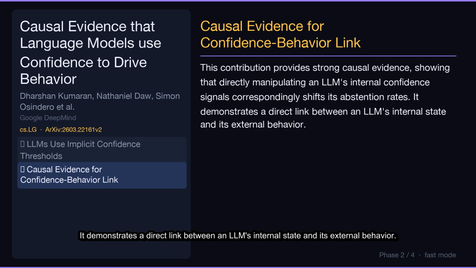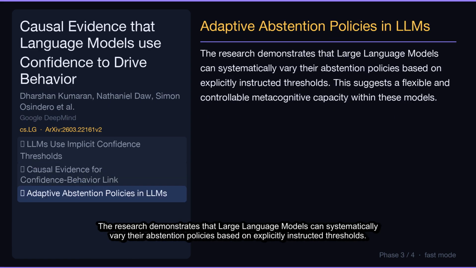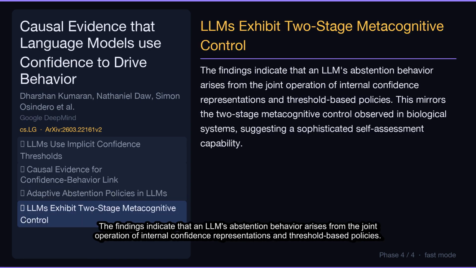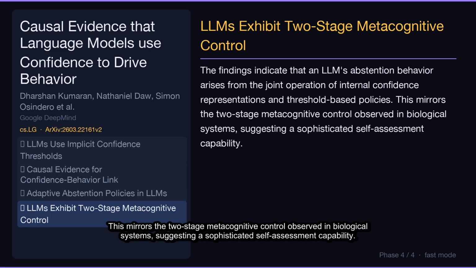It demonstrates a direct link between an LLM's internal state and its external behavior. The research demonstrates that large language models can systematically vary their abstention policies based on explicitly instructed thresholds. This suggests a flexible and controllable metacognitive capacity within these models. The findings indicate that an LLM's abstention behavior arises from the joint operation of internal confidence representations and threshold-based policies. This mirrors the two-stage metacognitive control observed in biological systems, suggesting a sophisticated self-assessment capability.